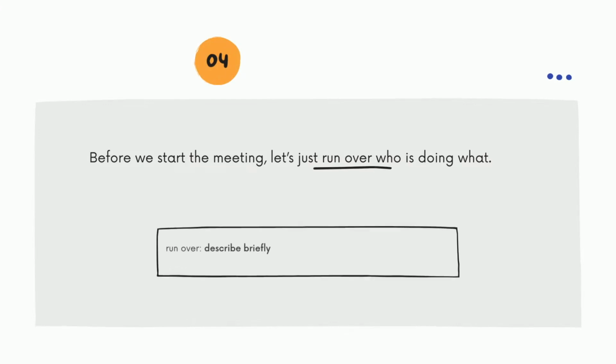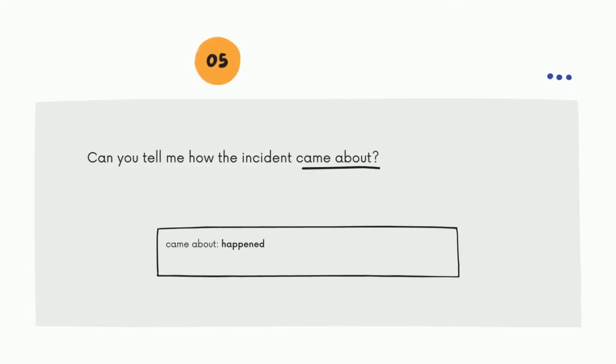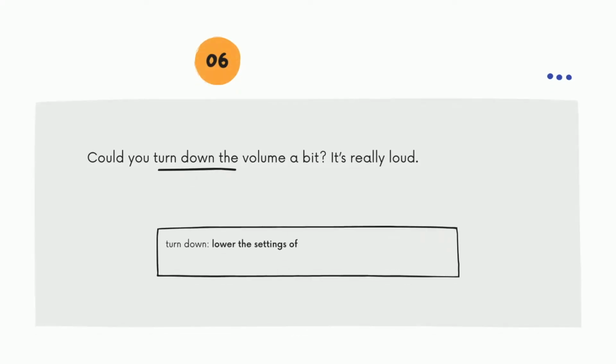Before we start the meeting, let's just run over who is doing what. Run over here means to describe briefly. Can you tell me how the incident came about? Came about here means happened. Could you turn down the volume a little bit? It's really loud. Turn down here means to lower the setting of.